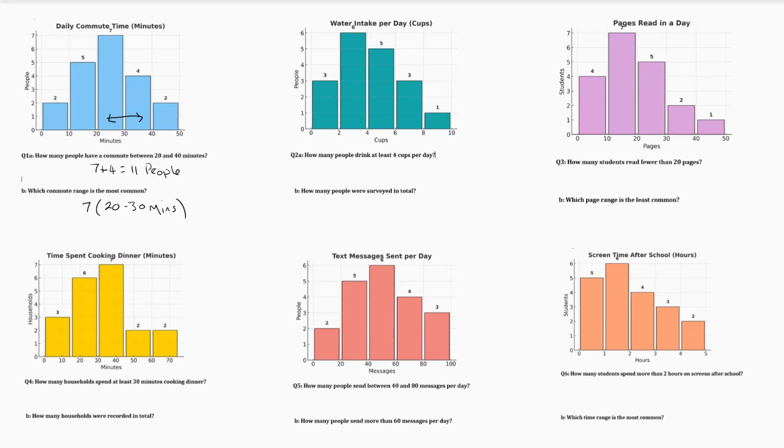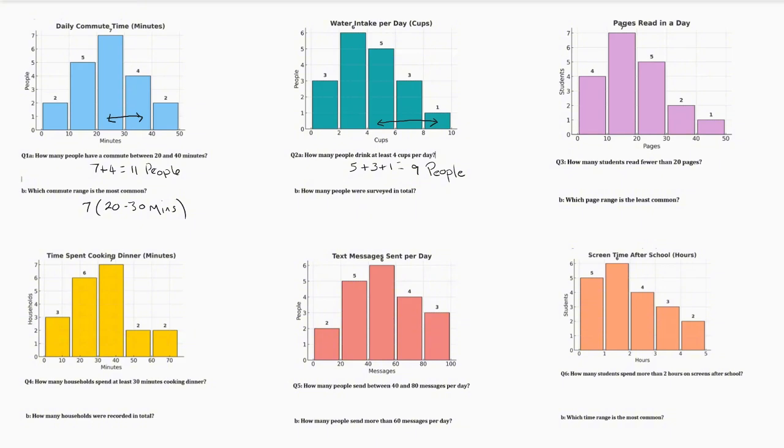How many people drink at least 4 cups per day? So now you need to look at anything above 4 cups. So we're here. So we've got 5 plus 3 plus 1 equals 9 people. That's it for that. That's what it means, 9 people. So as you can see, a bar chart lets us find the data. It represents it very well.